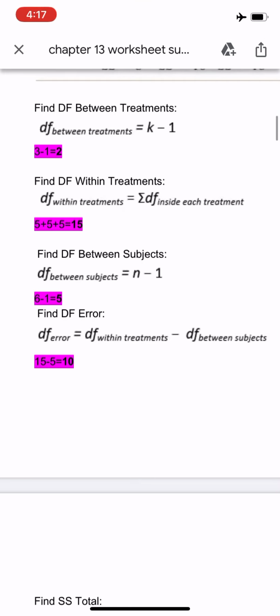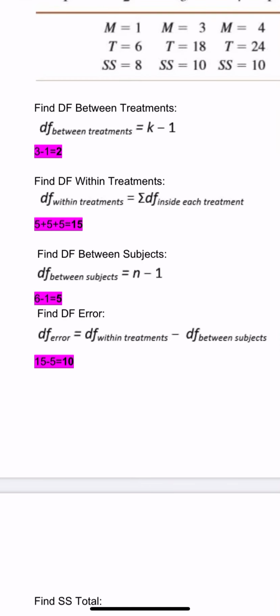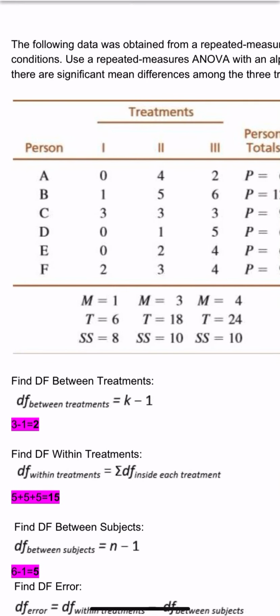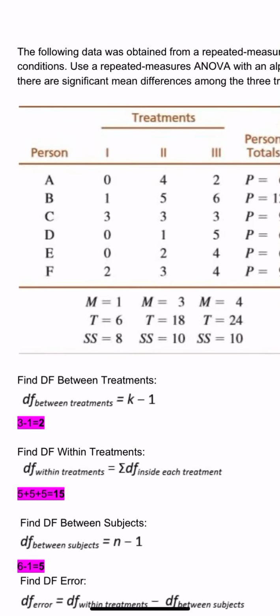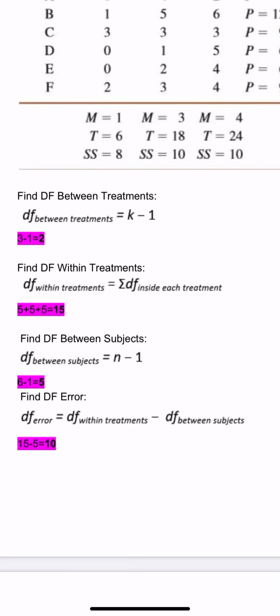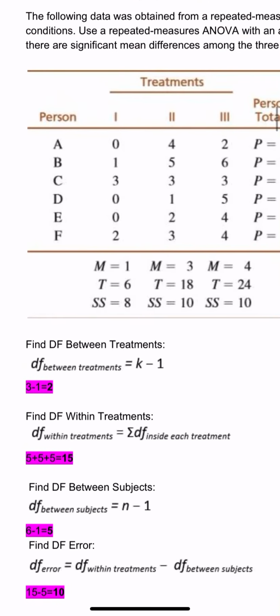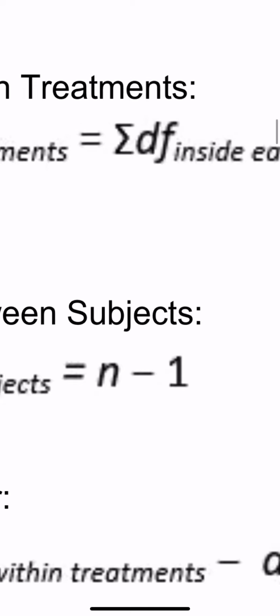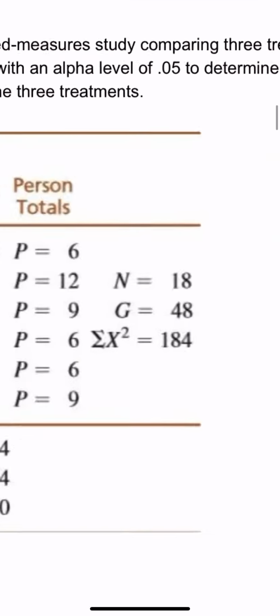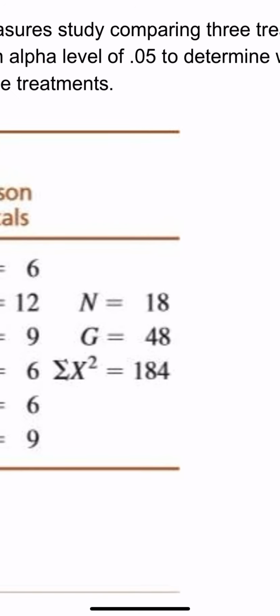df within is simply the degrees of freedom of each group. So we all know df equals n minus 1. So 6 participants per group. 6 minus 1 is 5, and with 3 groups, 5 plus 5 plus 5 is 15. Find df between subjects. So df between subjects is number of subjects per group minus 1. Little n represents number of subjects per group. Big N represents number of subjects in all groups.